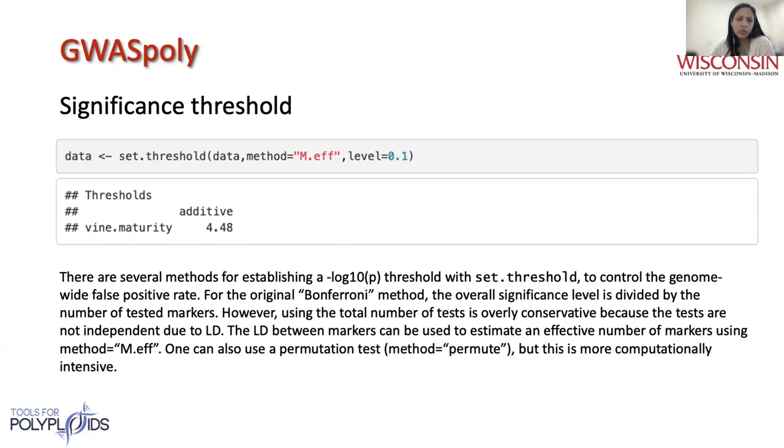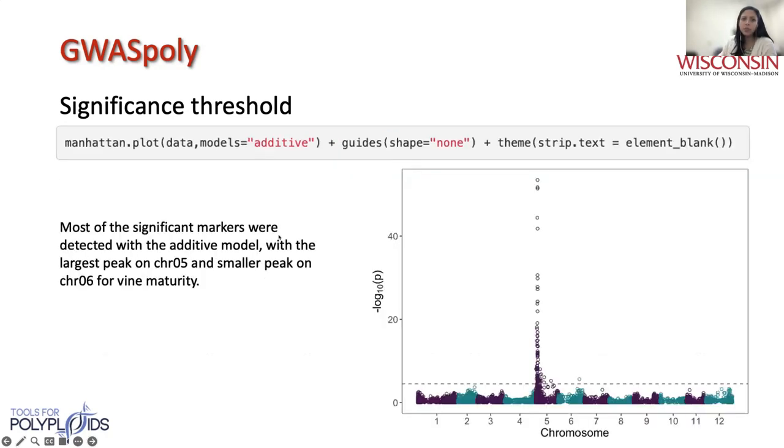There are other methods that you could use too. So it's the Bonferroni, this effective number of independent tests, or permutations. In some cases, some studies for publication will require close to 1,000 permutations, so you can adjust this in here as well to set the thresholds, which in our case here was determined as 4.48.